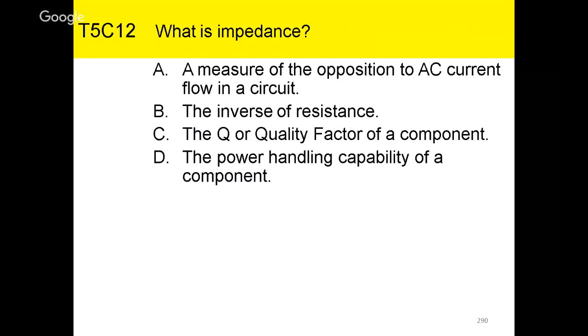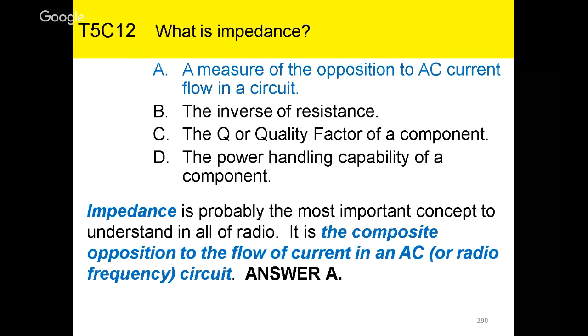Okay, we're talking about impedance. Now the resistor kind of impedes the flow. Yes, it does. But impedance really is pretty much the opposition to AC current flow in a circuit. Resistance is the opposition of DC flow in a circuit. Impedance is the opposition of AC current flow in a circuit.